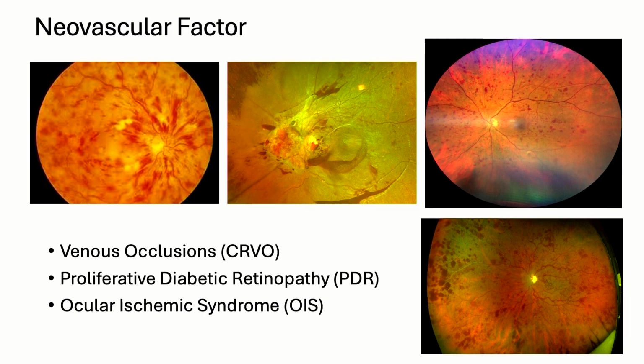Exactly. Okay. And proliferative diabetic retinopathy. What is the one thing you just want to say? Okay, it's proliferation. And how about the ocular ischemic syndrome?